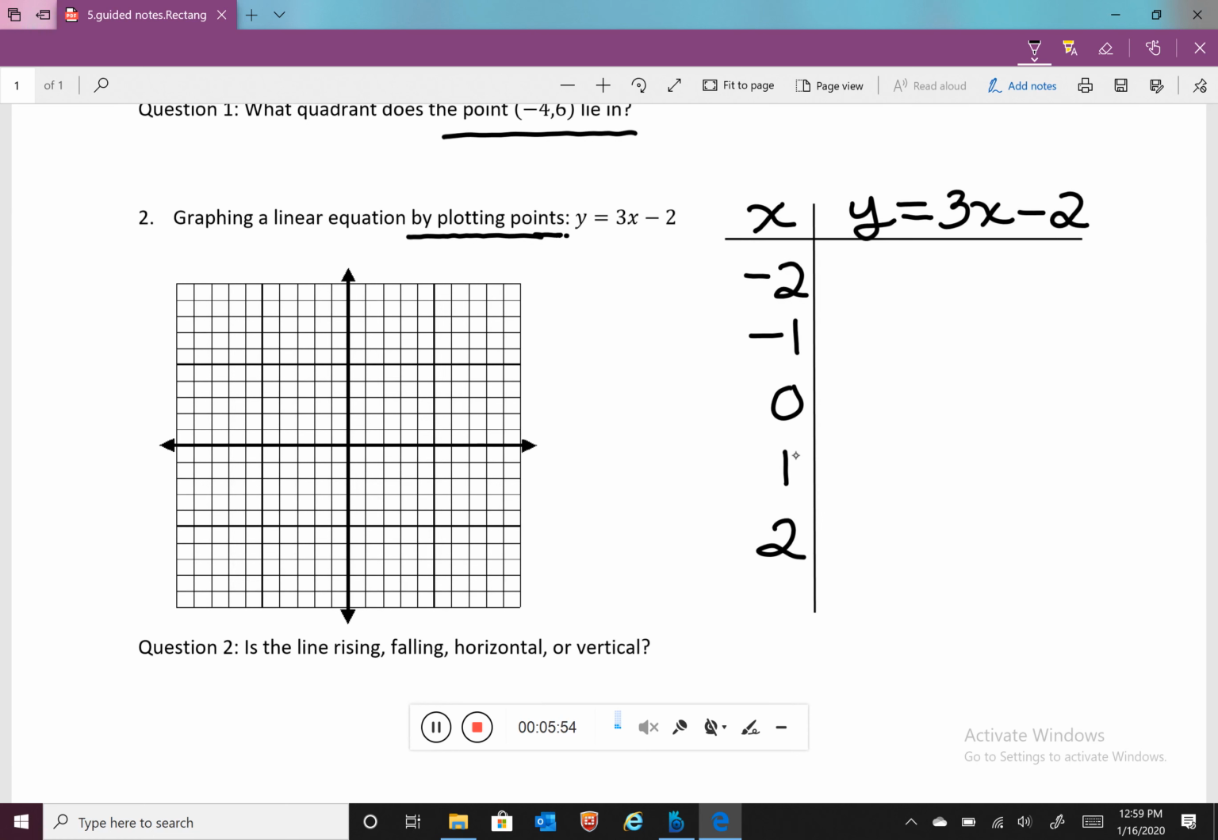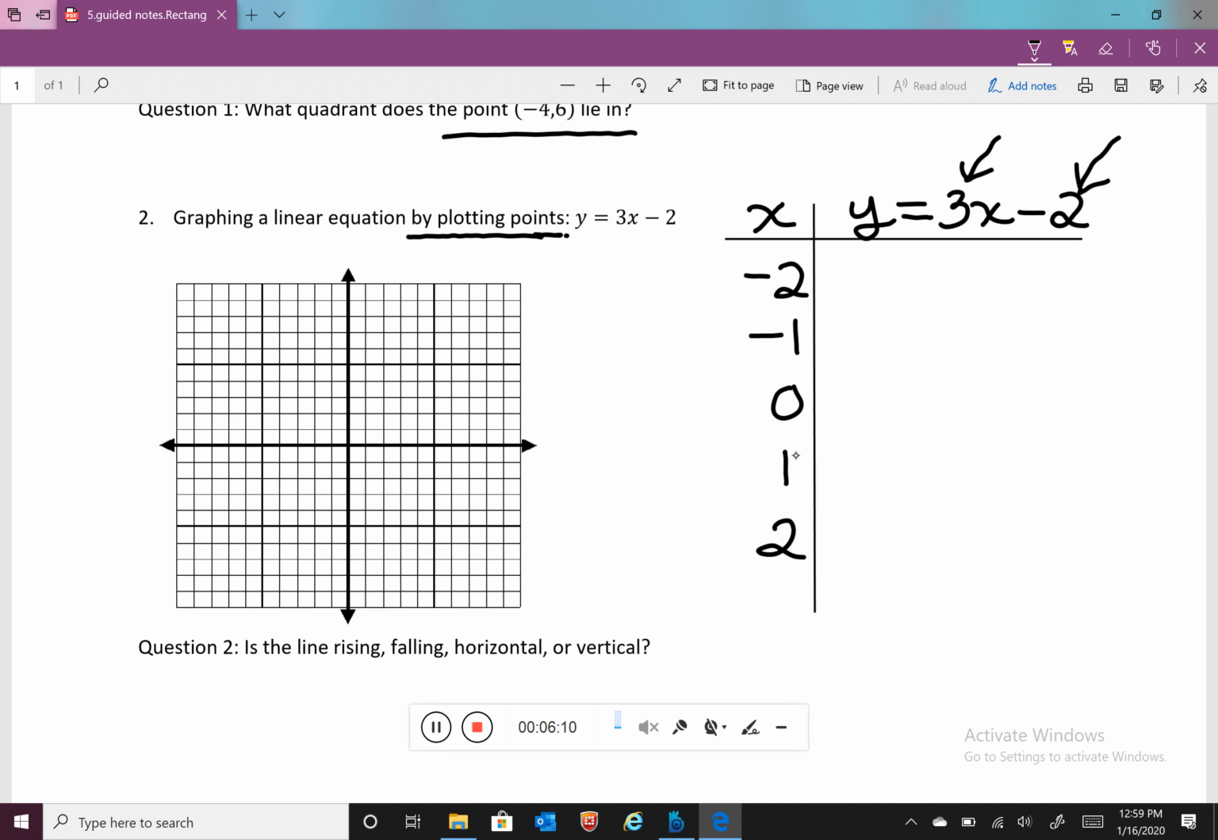And notice I'm staying pretty close to the origin, and that's because my 3 is not very large, and this -2 is not very large as well. So I have a feeling that most of my points are going to be pretty close to the origin.